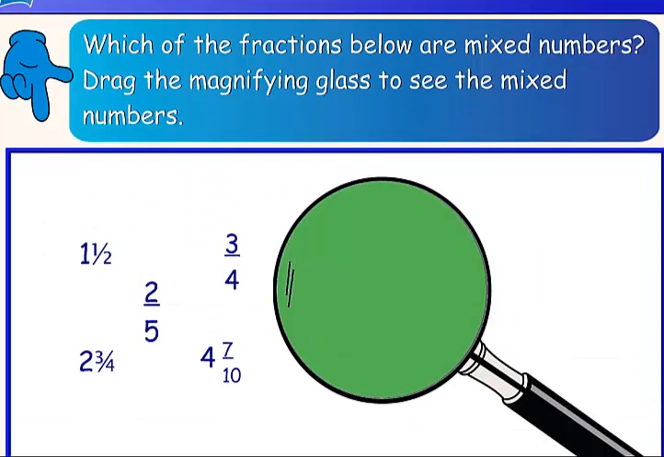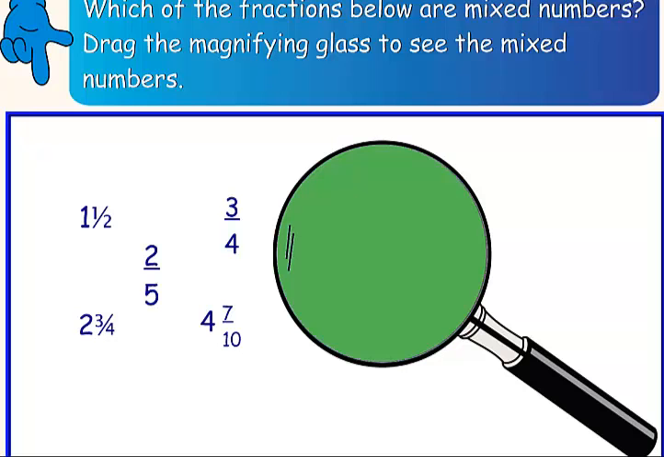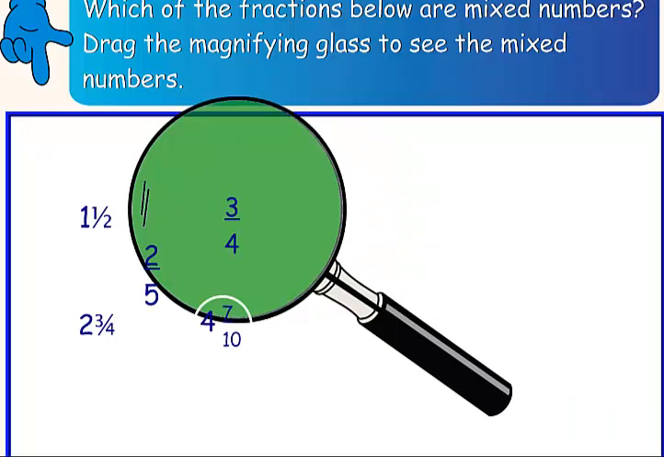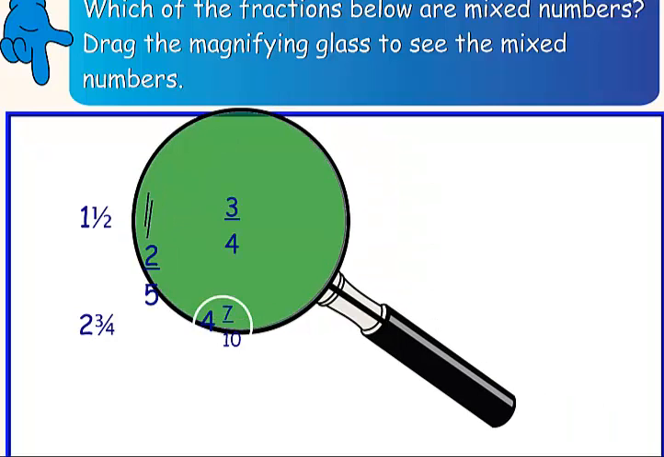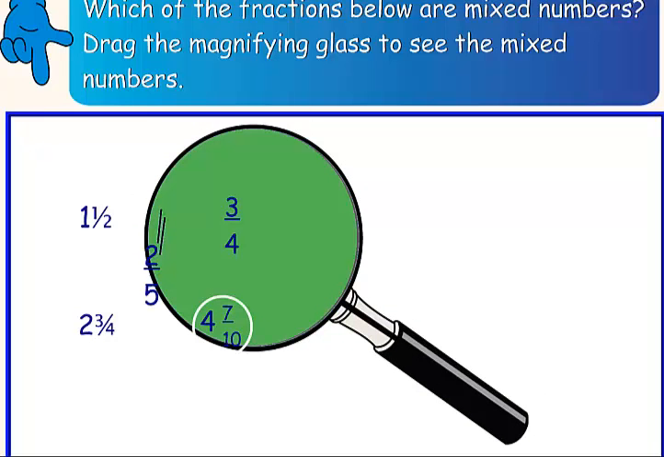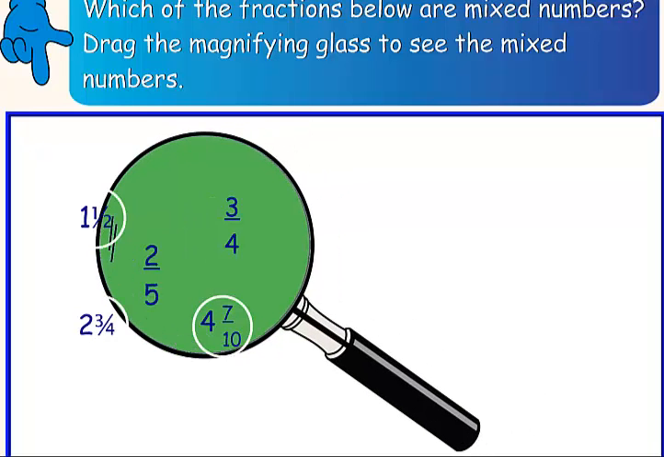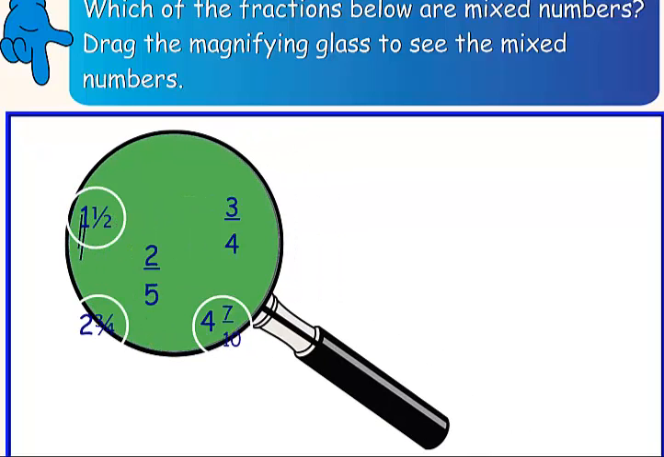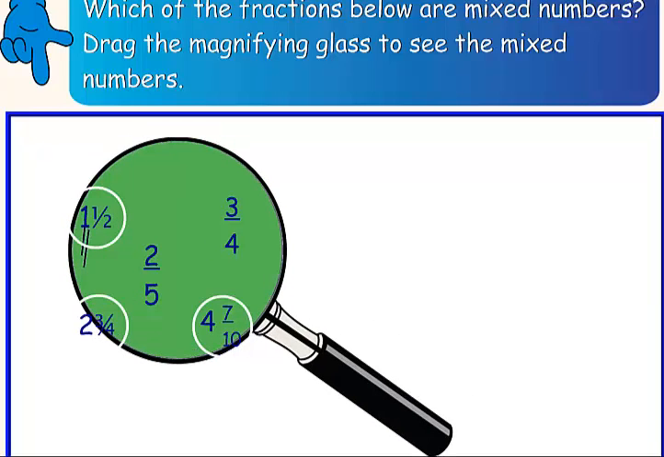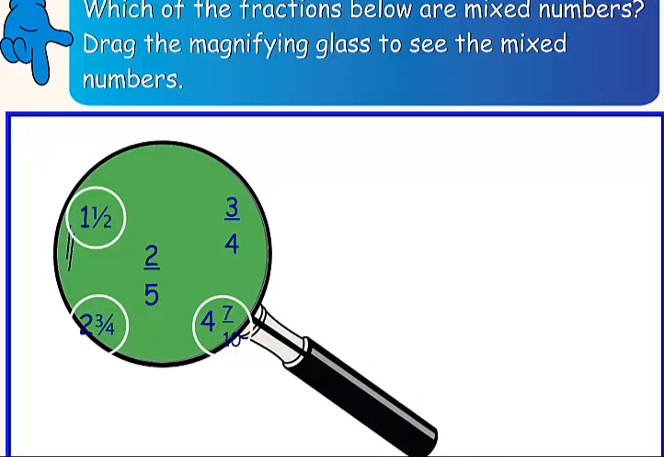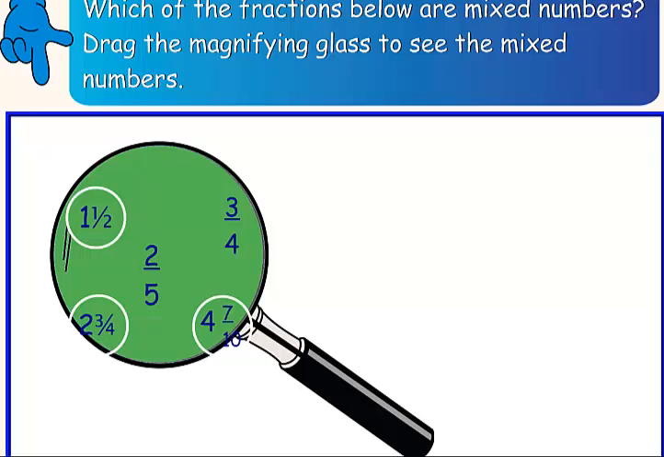Looking at these fractions, which fractions below are mixed numbers? Let's take the magnifying glass over and look. We see 4 and 7/10, 1 and 1/2, and 2 and 3/4. Notice they all have a whole number with a fraction.